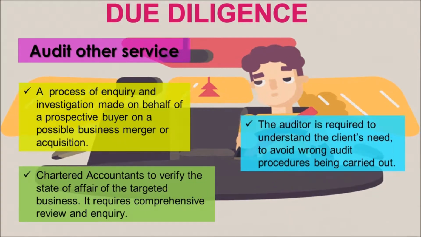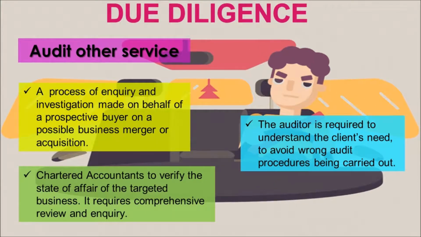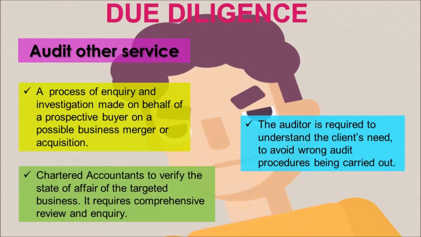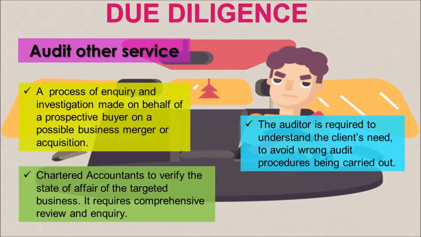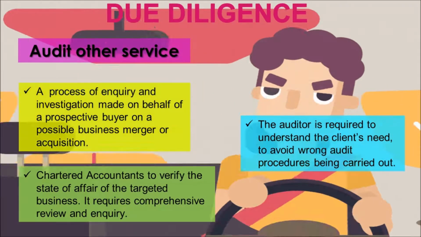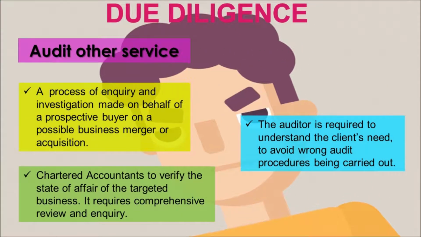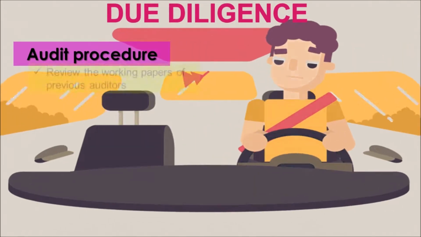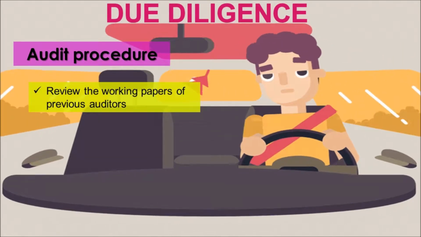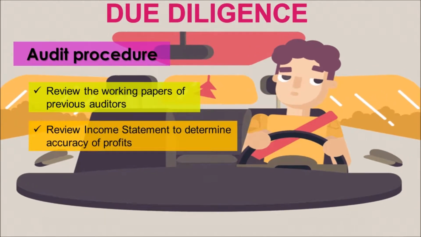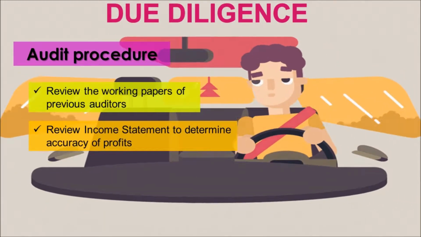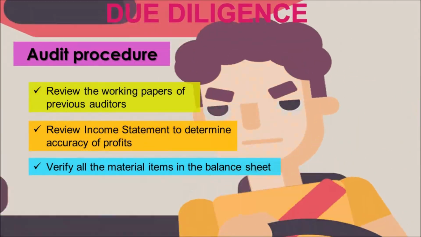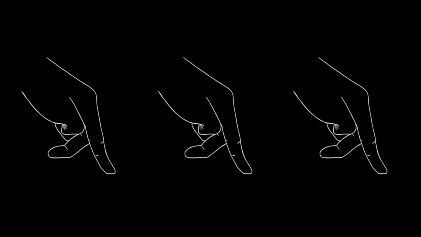The auditor is required to understand the client's need to avoid wrong audit procedures being carried out. Therefore, a letter of engagement is necessary for the audit client to agree on the scope of audit. Audit procedures of due diligence are: review the working papers of previous auditors, review the income statement to determine accuracy of profits, verify all the material items in the balance sheet, and review and report the management structure and corporate structure.